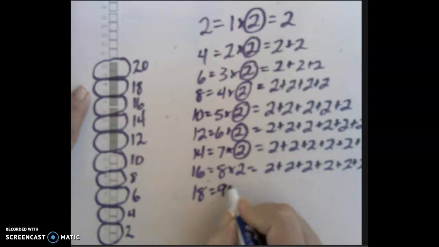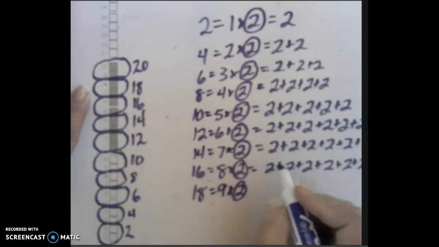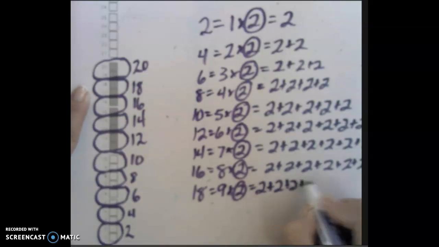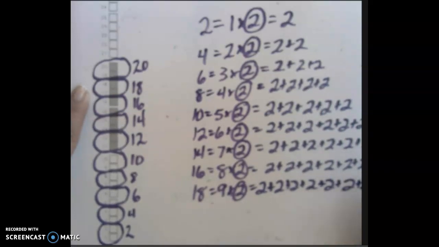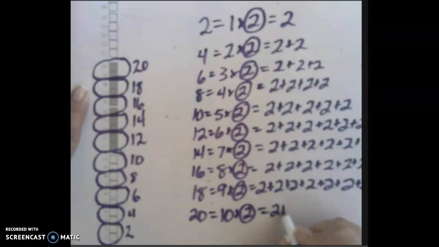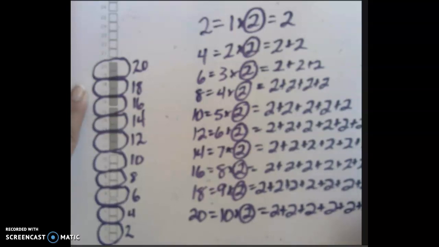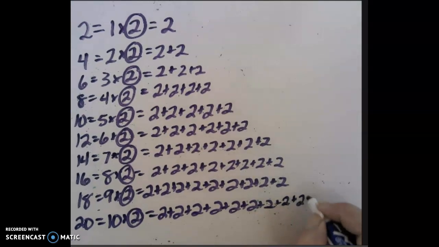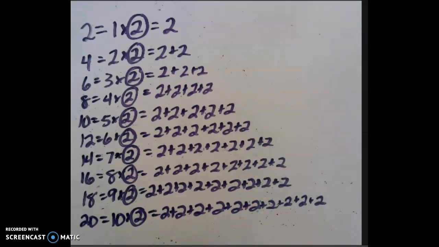18 is the same as 9 groups of 2. Oops, I forgot to circle this one. And I have to write plus 2 nine times. 1, 2, 3, 4, 5, 6, 7, 8, and 9. I'm almost out of room. And the last one we're going to do is 20. 10 groups of 2 is the same as adding 2 ten times. 2, 4, 6, 8, 10, 12, 14. Oh, I need to move my board over. 16, 18, and 20. Oh, that was a lot of work.